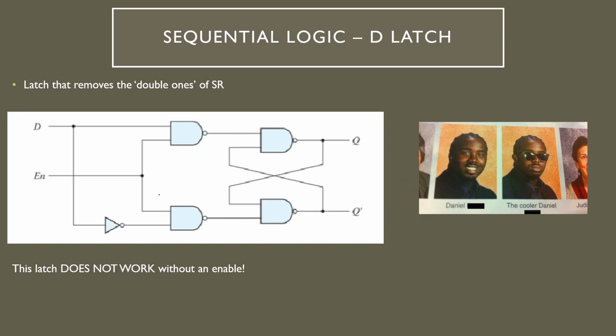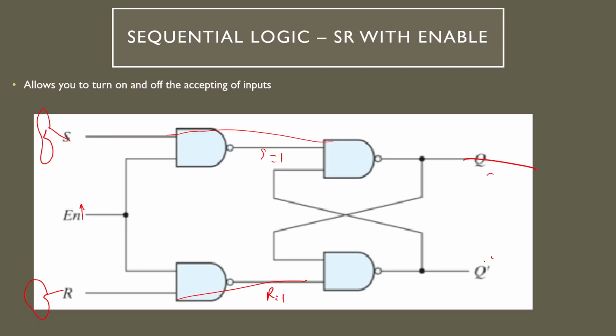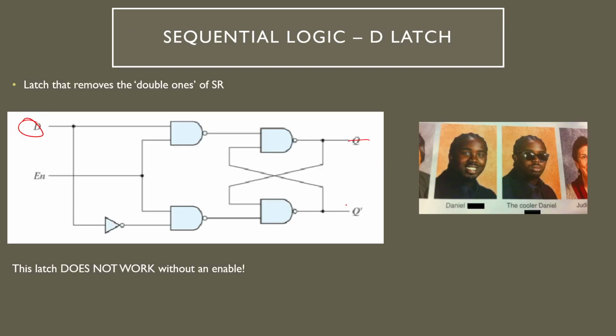But what I can do is put an enable. I push the switch in or leave the switch out, I turn the enable on, and then I turn the enable off, and now it remembers whatever it was, and I can do whatever I want to the switch. This D can keep changing and it won't affect the values of Q and Q complement. And again, just like with the SR latch, I can read values out of here at any time. I just can't store them unless the enable is on.